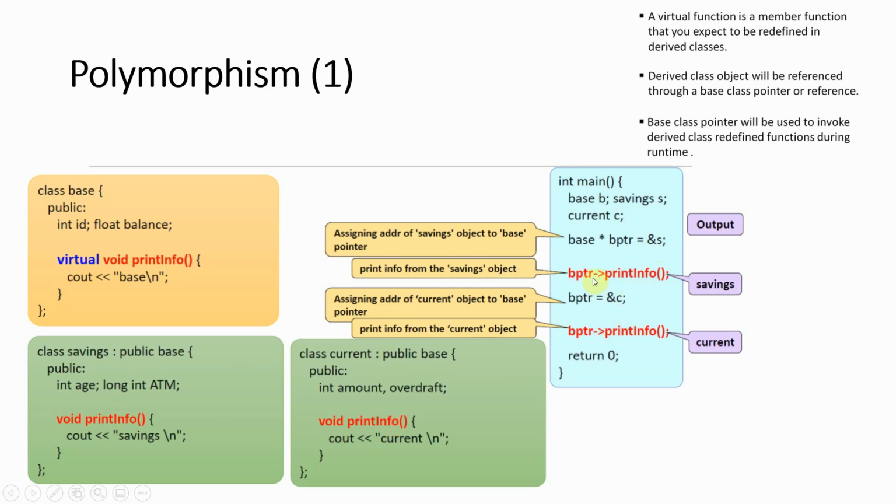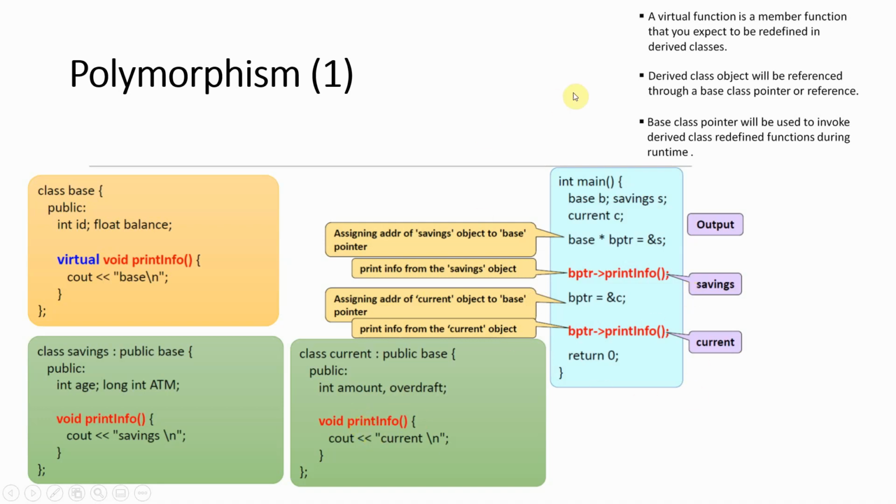It means that now, if you just look at this red line, if you ignore the rest of it, if you don't have access to the rest of the program, if you only look at this line, you don't know which function is going to be called. It depends on what bptr is pointing to. If it's pointing to an object of class base, it's going to call this one. If it is pointing to an object of class savings, it's going to call this one. If it is pointing to an object of class current, it's going to call this one.